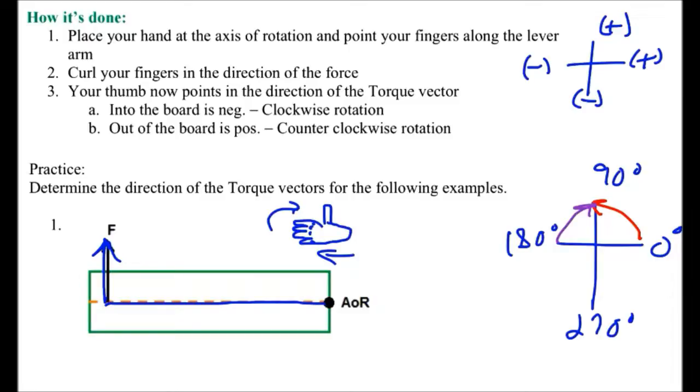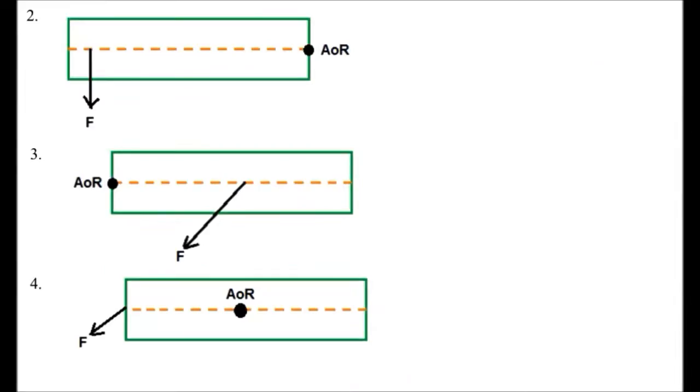So if you point your fingers along the lever arm and curl them in the direction of the force, then you're going to get this clockwise rotation. Your thumb is pointing into the board, so you should get a negative value, and we'll call that clockwise rotation. We're going to use the right-hand rule here to figure out what the direction of the torque is for example number 2. So what's the first step to doing the right-hand rule? Yeah, find your right hand.